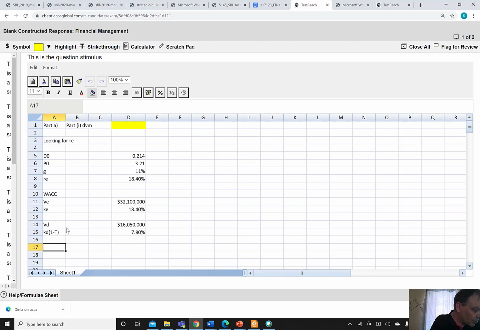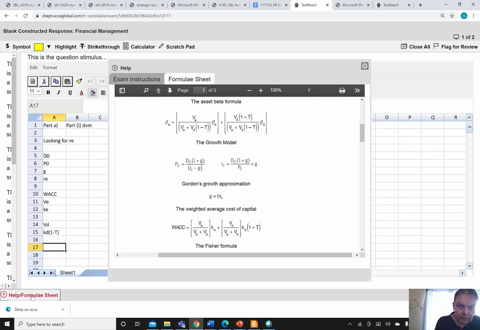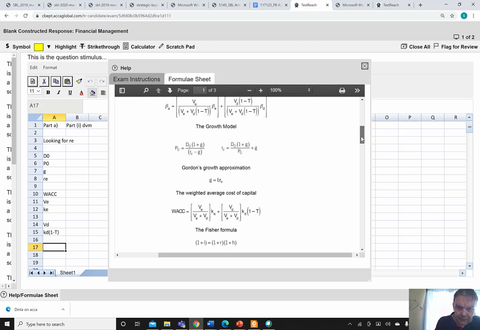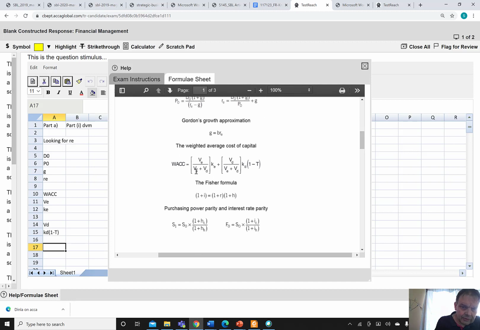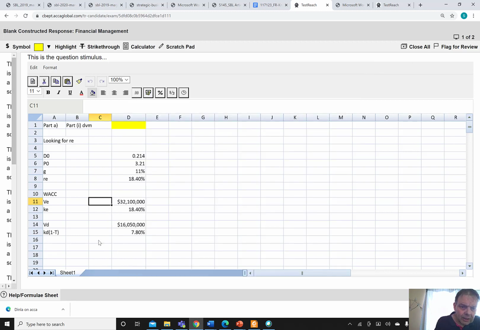We've now got the figures that we need for the WACC. Just a little reminder of what the WACC formula looks like down here. Value of equity divided by value of debt plus equity, times the cost of equity. Value of debt divided by the same denominator, and times the cost of debt. So putting that away, we can now find the WACC.